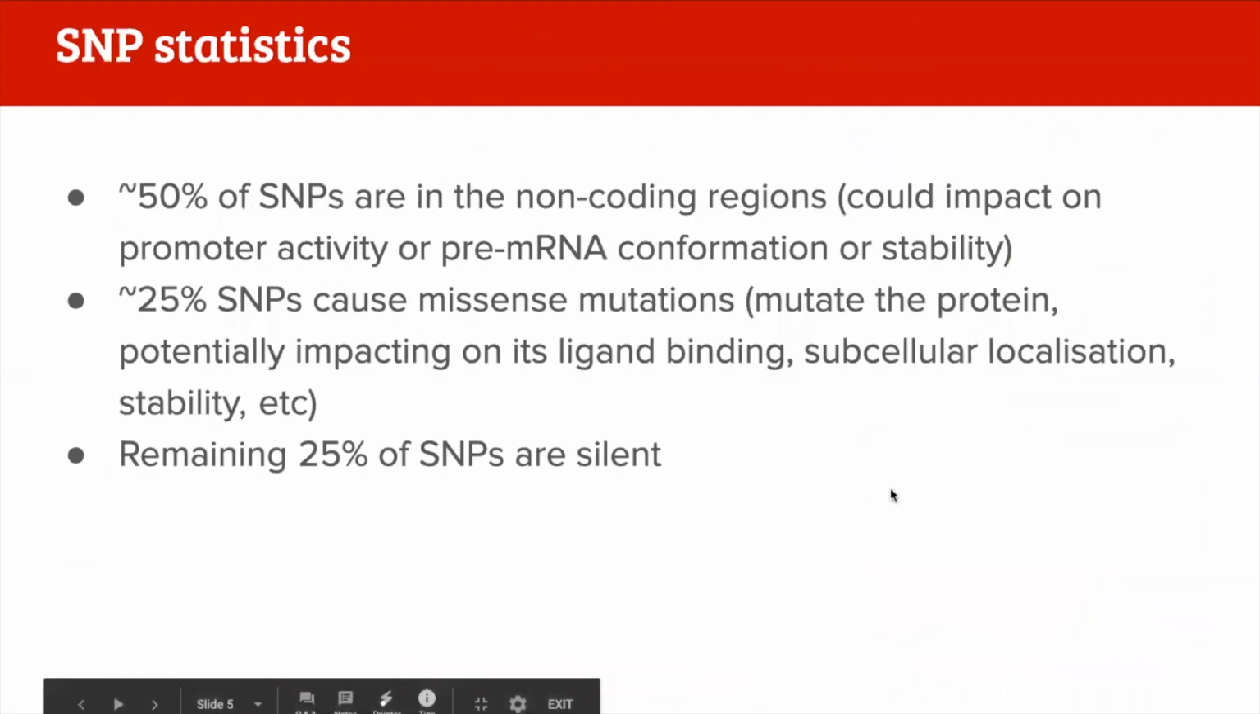Okay, so these are just some SNP statistics. Around 50% of SNPs are in the non-coding regions. If these occur in the non-coding regions, they can impact promoter activity or pre-mRNA conformation or stability. Around 25% of SNPs cause missense mutations. That will actually mutate the protein and impact its ligand binding, subcellular localization or stability. And then the remaining 25% of SNPs are silent, so you don't see a problem with gene expression when a SNP is silent.